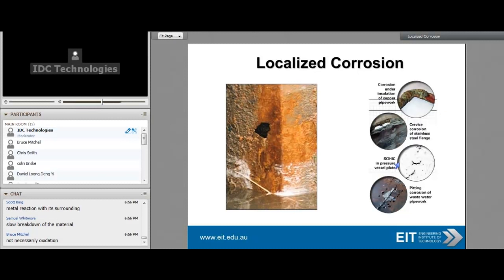We've got something called here SOHIC, S-O-H-I-C. Does anybody know what SOHIC is? Well, the letters S-O-H-I-C stand for stress-oriented hydrogen-induced cracking. It's a fancy name for what happens when we get hydrogen sulfide corrosion. You know, hydrogen sulfide, that's the stuff that smells like bad eggs. If you've ever been in a refinery, you can smell it often. That's hydrogen sulfide attacking weak points in the material here.